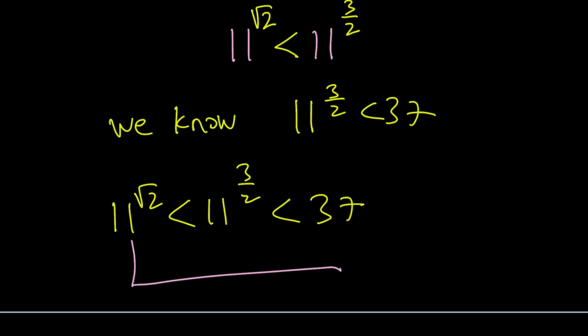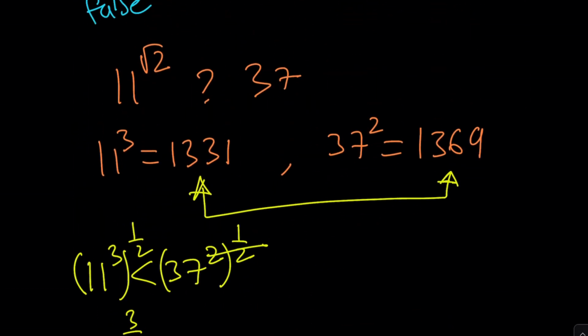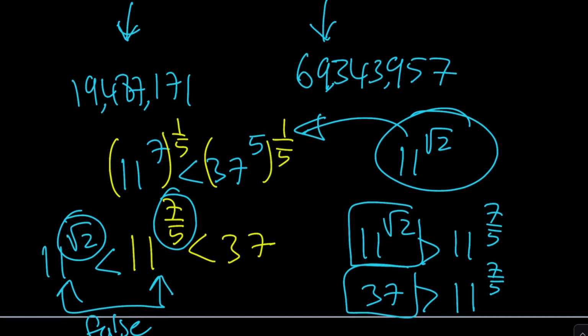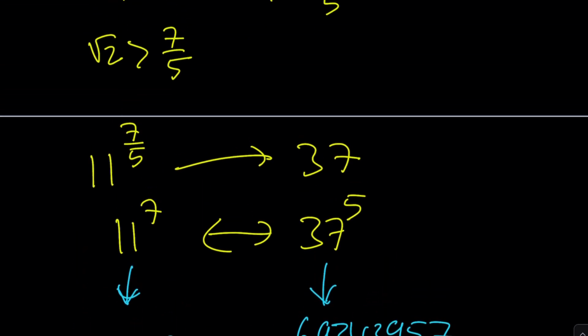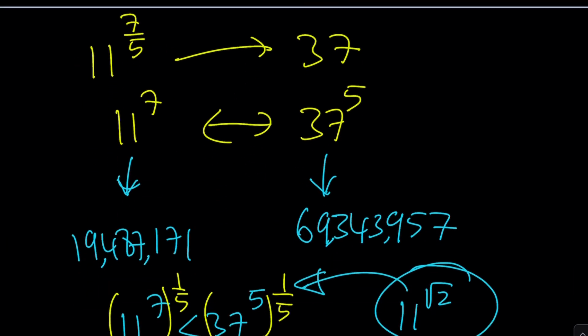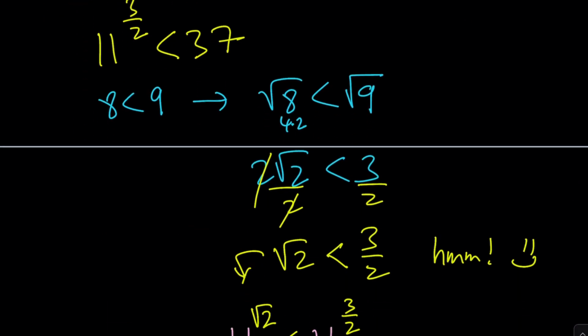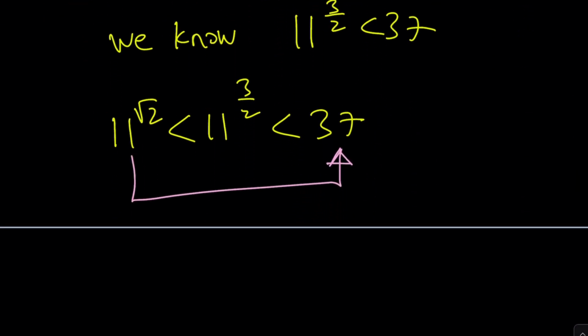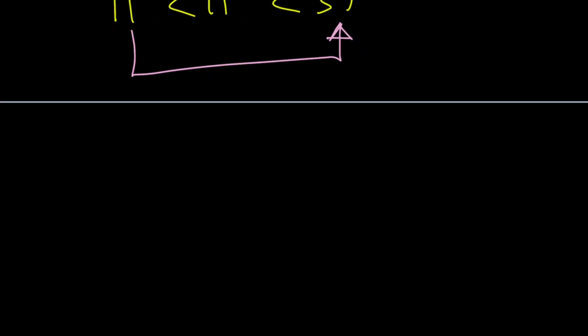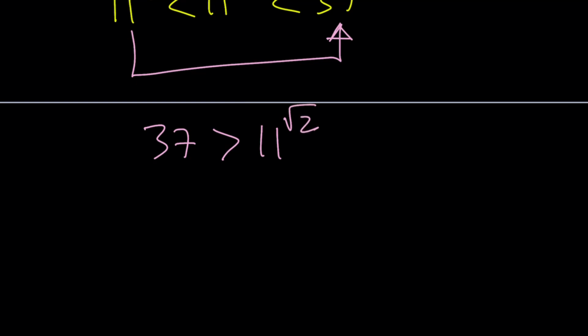Yay. 11 to the power root 2 is less than 37. As you know, the first method did not get us anywhere. Well, I don't know if you want to call it the first method, but the very first approach that we talked about did not help because they didn't transition. But here, by using the transitive property, we get this result nicely. So as a conclusion, 37 is greater than 11 to the power root 2. In other words, 37 is the larger number.